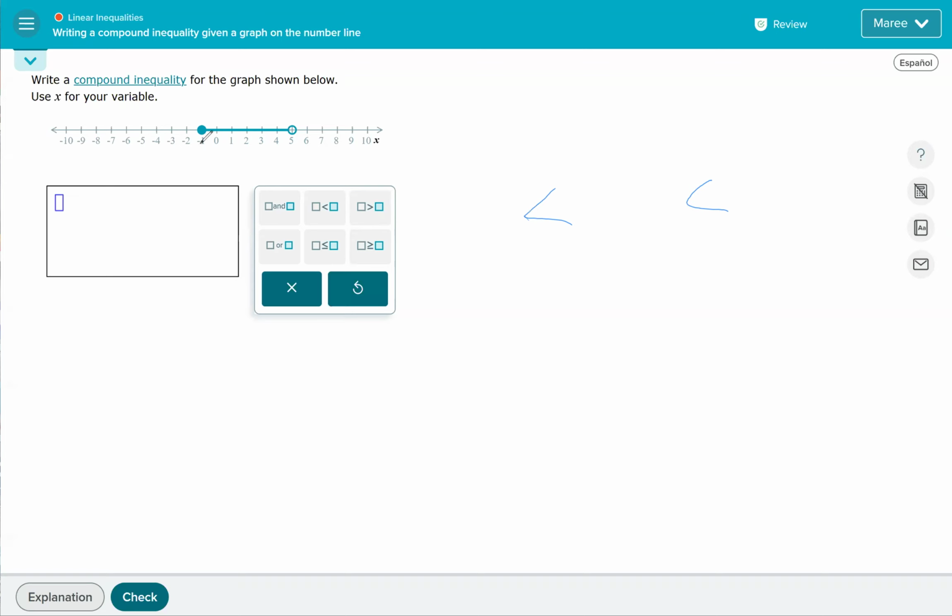So you put the numbers that are on each extreme right where the dots are. So this would be a -1 and that would be a 5. Because it's a closed circle at the -1, you want to include the equal to sign. Then somewhere in here, it will show you what variable to use. So in the problem, it says X, so we'll put an X there. And that's how you do these ones.